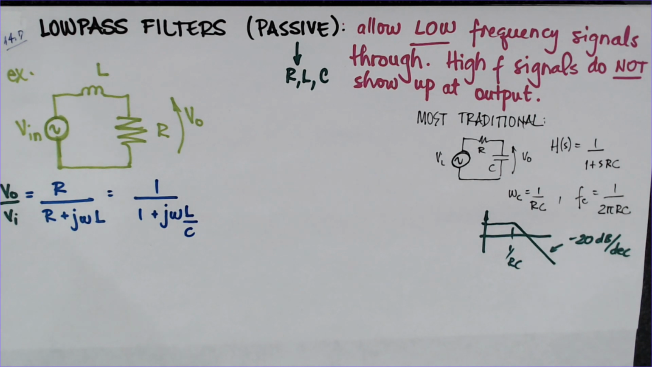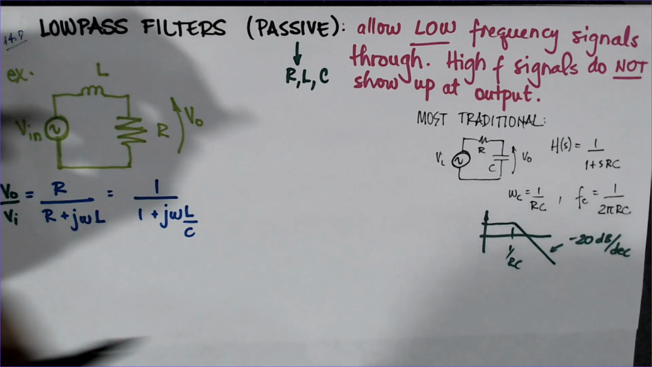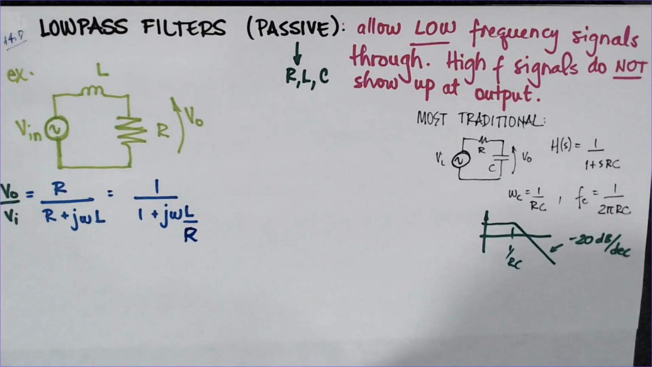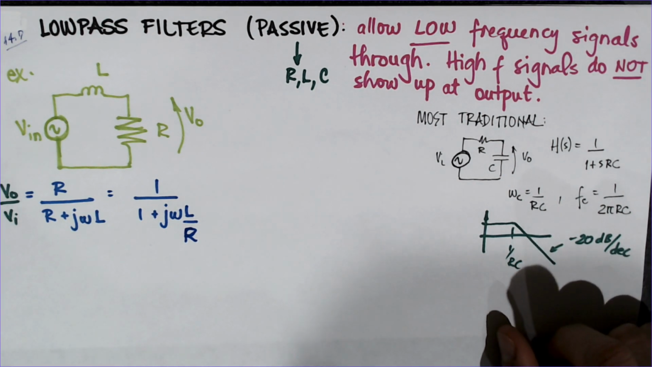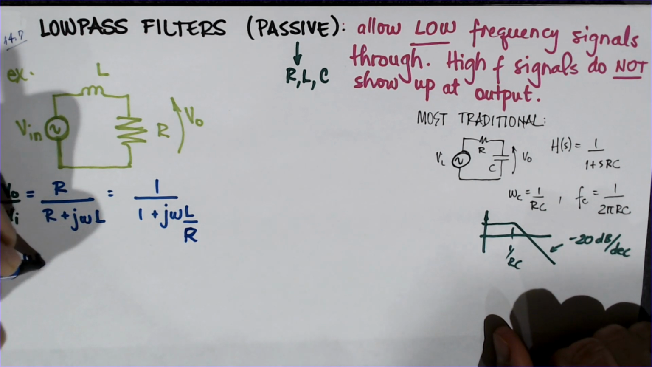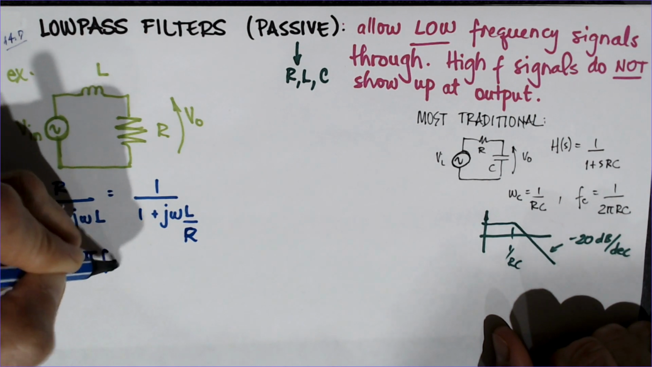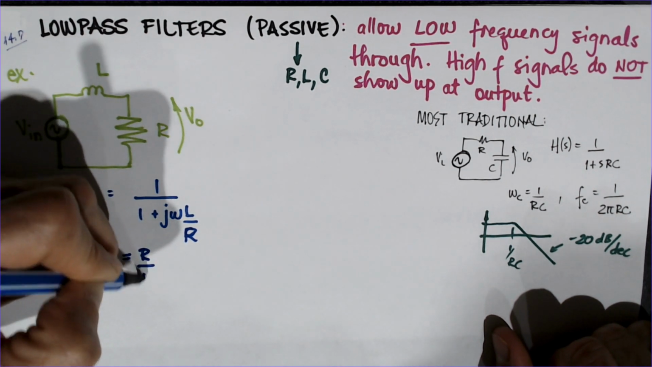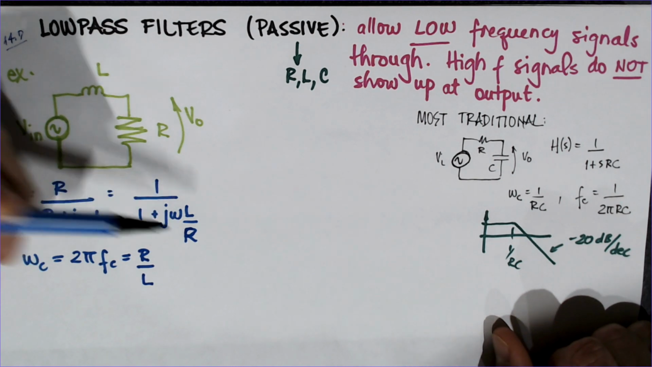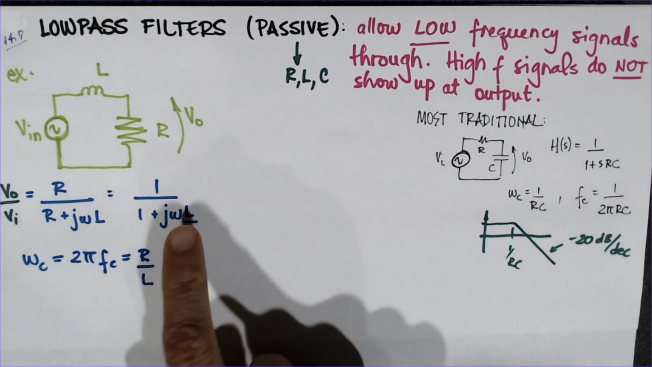And this is basically the transfer function. And you see the L over R. You see that the cutoff frequency, which is 2 pi f, will be R over L. So when this omega is R over L, then we have this equals 1.